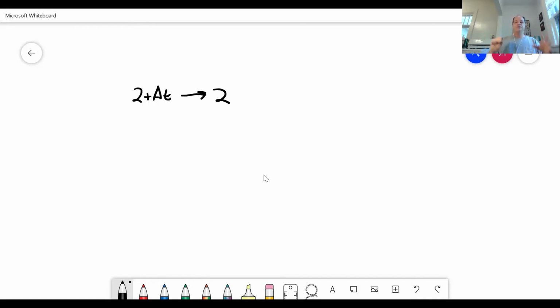Yeah, fine, but we're developing the process which is going to save us in the multivariable world. All right, so what is going to be this step? Let's take a look at what 2 plus delta t moving to 2 looks like on the number line. So here's 1, here's 2, here's 3.